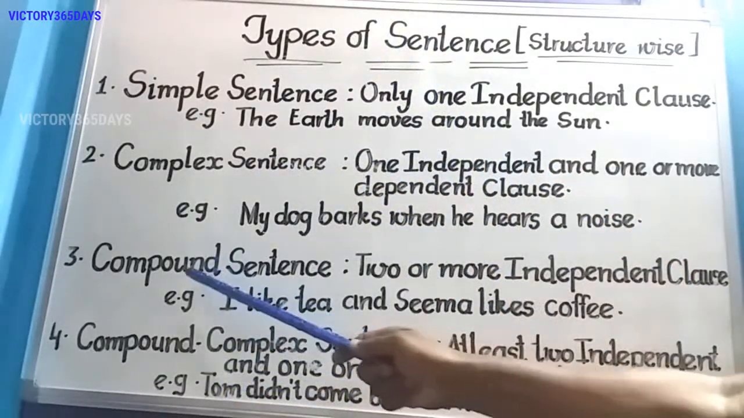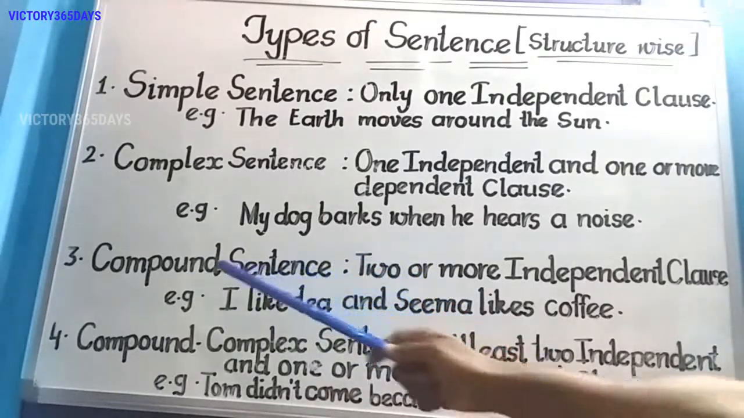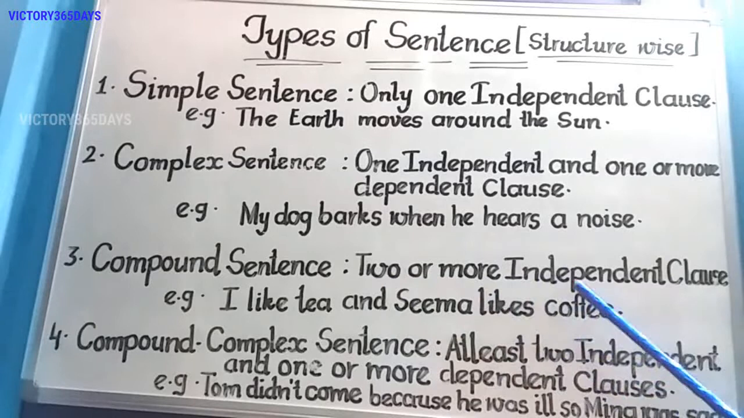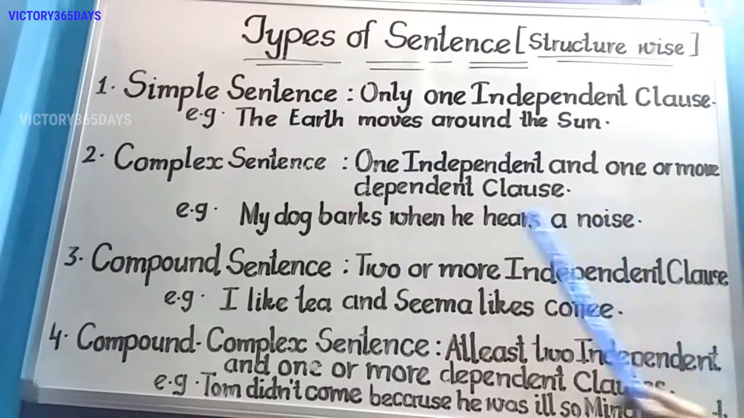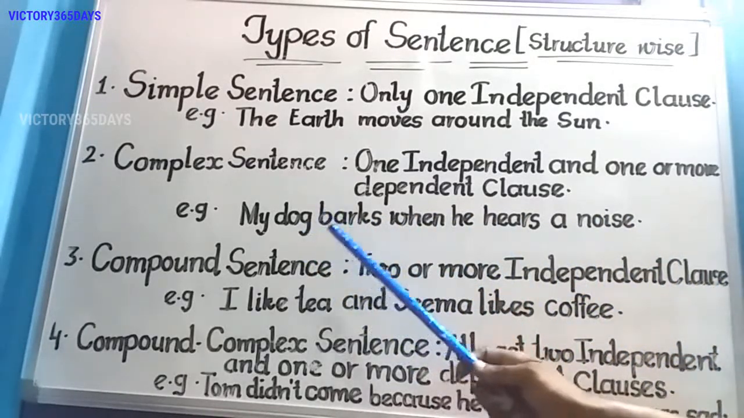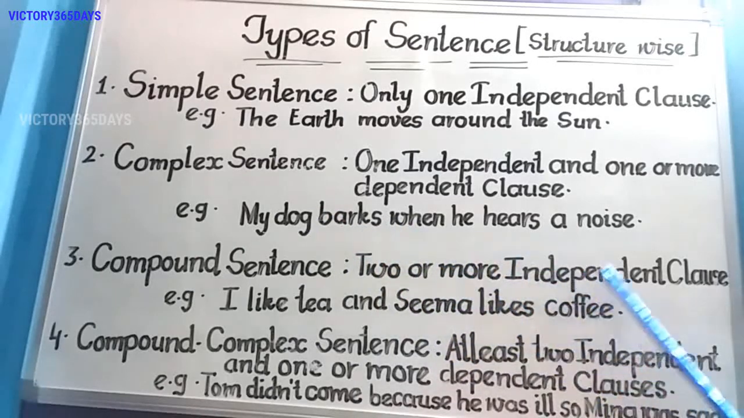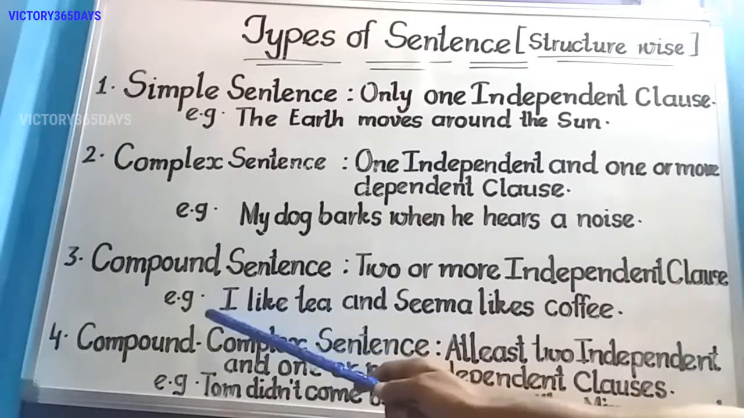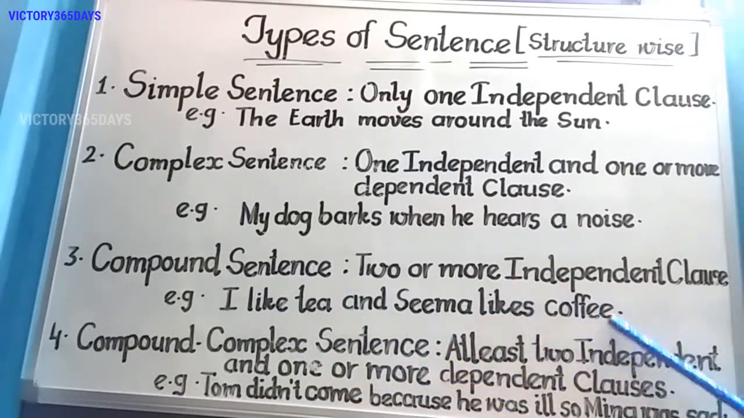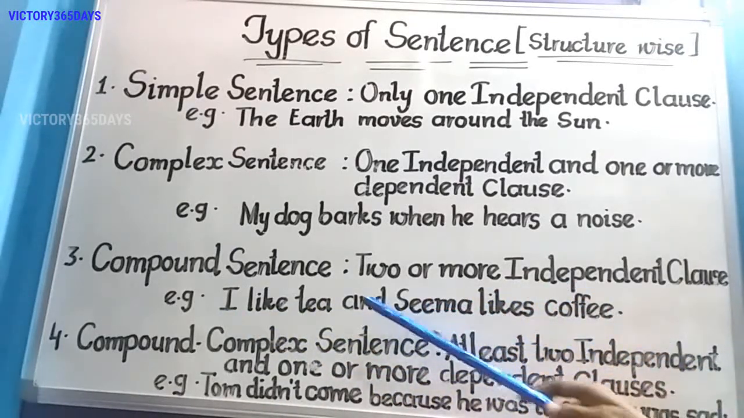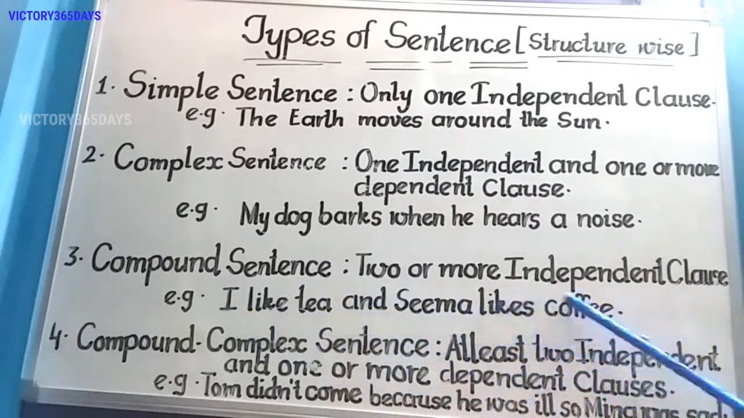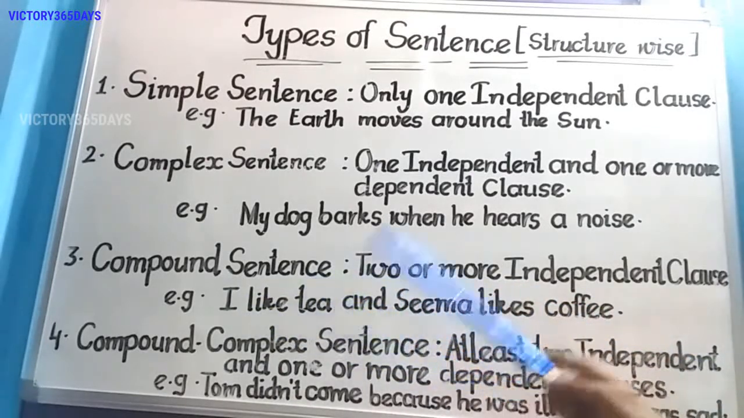Next up, compound sentence. Compound means mixing. So here two or more independent clauses, or main clauses or principal clauses, must be there. Example, see, I like tea, one main clause. Seema likes coffee, this is another main clause. It is joined by a conjunction called and. So these two main clauses are joined by a conjunction. So the whole sentence is called a compound sentence.